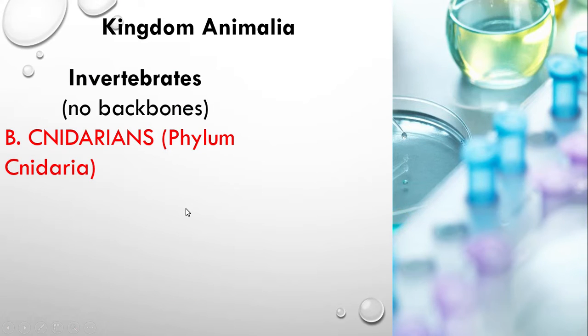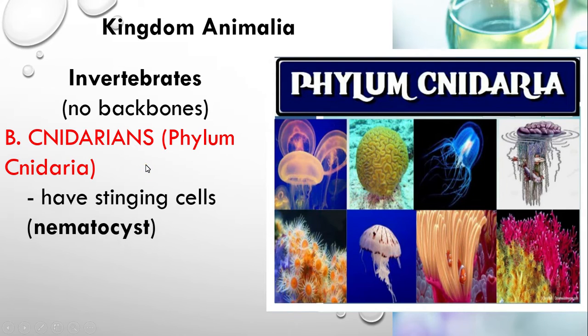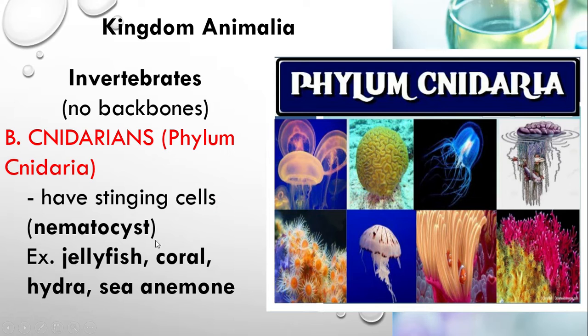Next phylum is the Cnidaria, okay, or Cnidarians. So Cnidarians include jellyfish, okay, coral, hydra, and the sea anemone. So one of the characteristics of the Cnidarians, they have stinging cells, which is produced by the nematocyst. That is why you can get hurt by deadly jellyfish, because they have stinging cells. Okay, so they are produced in the nematocyst of these Cnidarians.